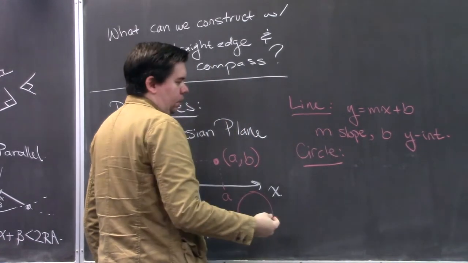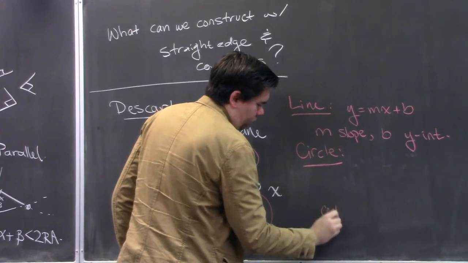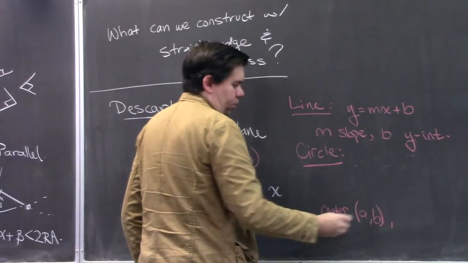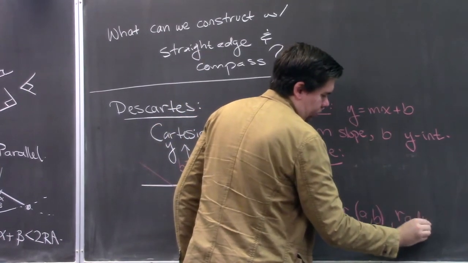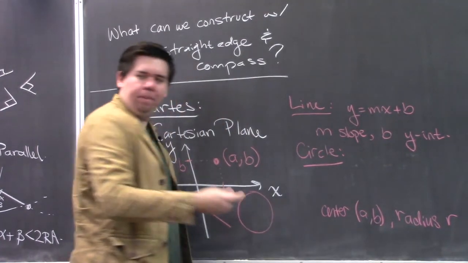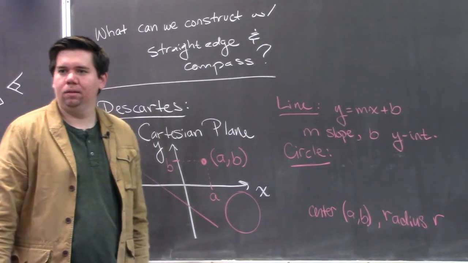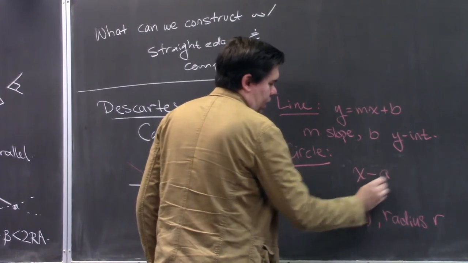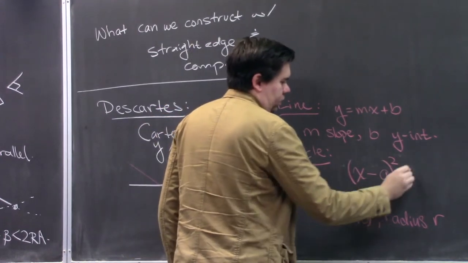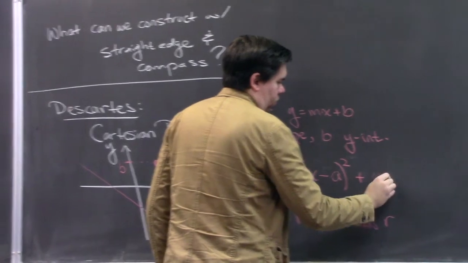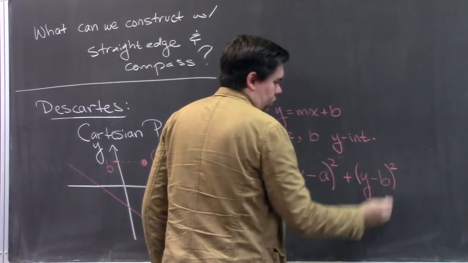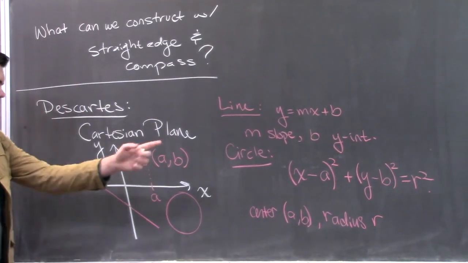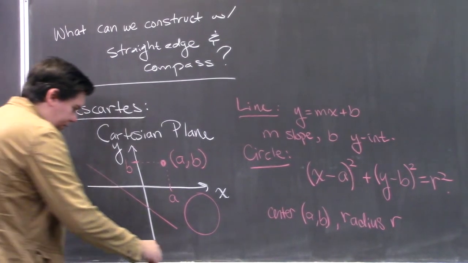With your circles, if you have some center at some point, let's say (a, b), and you have radius r, do you remember the equation of the circle? Yeah, x minus a squared plus y minus b squared is equal to your radius squared. You should take a second to convince yourself that's correct if you don't remember this.